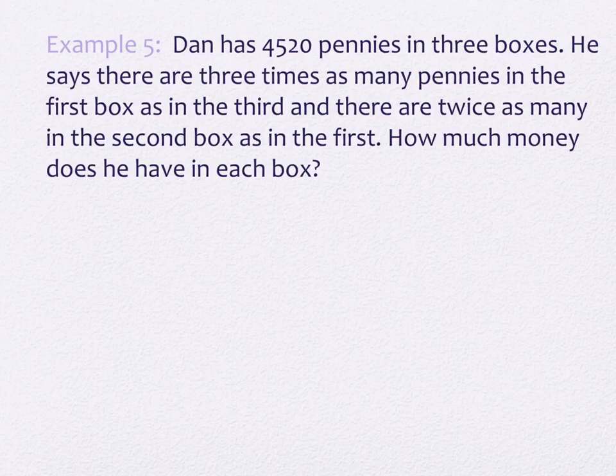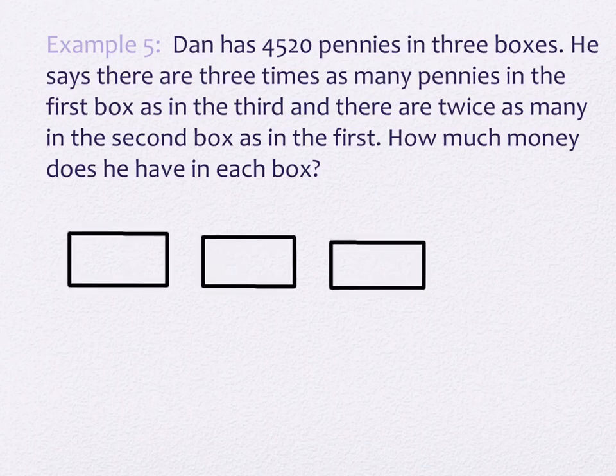Okay, so we've got 3 boxes. I think at least it would help me to see some boxes written out so that we can actually talk about which box is what. So we have 3 boxes. And there's a total of 4,520 pennies. He says there are 3 times as many pennies in the first box as the third. Well, I don't know what's in the third, but we'll call it P for pennies. It says there are 3 times as many in box 1. How would I label box 1 then? P times 3, or 3P, either way.